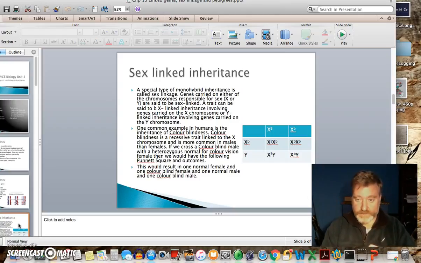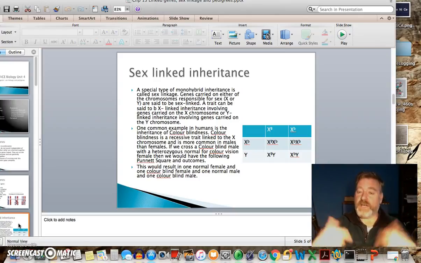They have the condition, but may not express it because they're heterozygous, but they can pass it on more easily to their male children than to their female children, because if the father's not red-green colourblind, he can only pass on not colourblindness, the dominant trait. And we'll do a few little examples, do some Punnett squares, and I'll explain that a bit better.